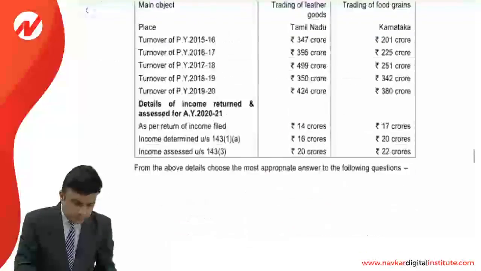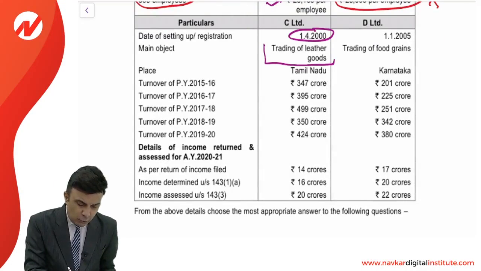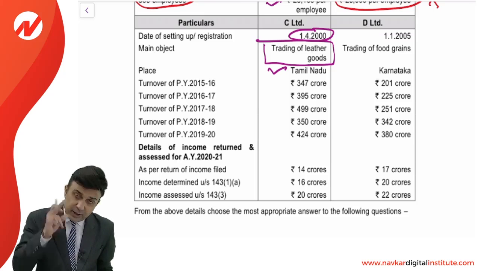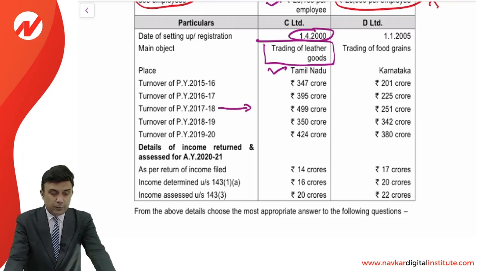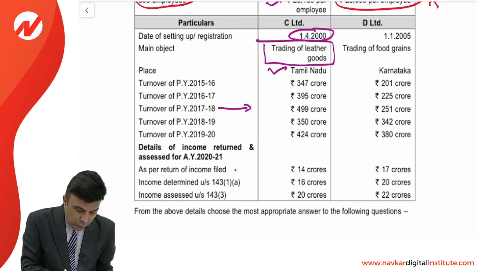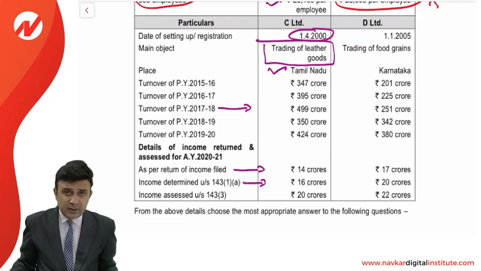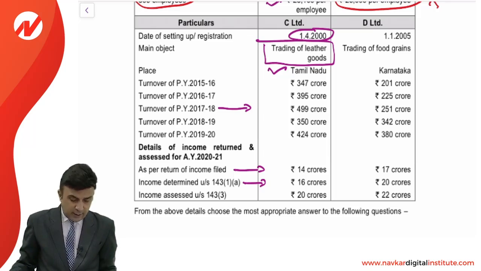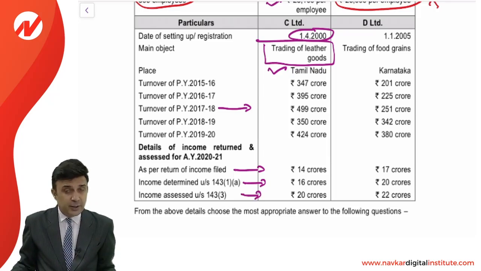Over here, in the sum of C Limited, they have started the business years back. They are trading of leather goods. Business is in Tamil Nadu. Turnover for the years 15-16, 16-17, 17-18, 18-19, 19-20 is given to you. You are given details of income returned and assessed for AY 2021. Your return filed is at 14 crore. Your assessment is made, your intimation is sent with certain correction of arithmetical error or incorrect claim to be 16 crore, and your scrutiny under 143(3) is at 20 crore.